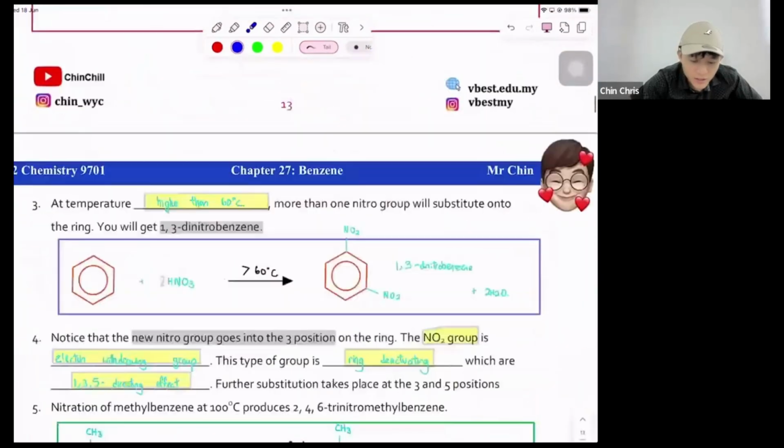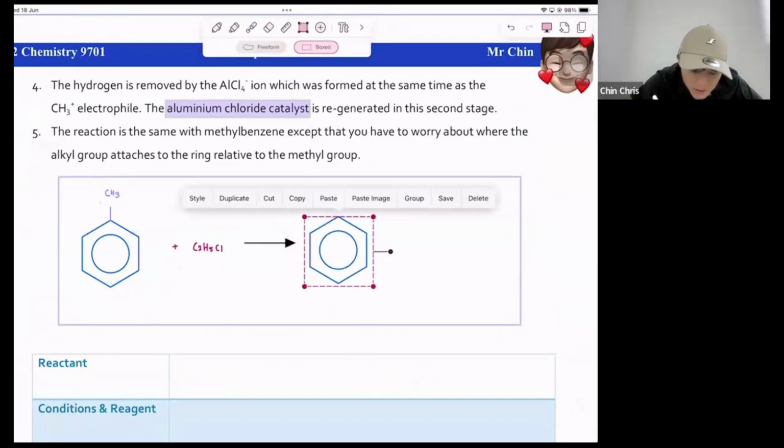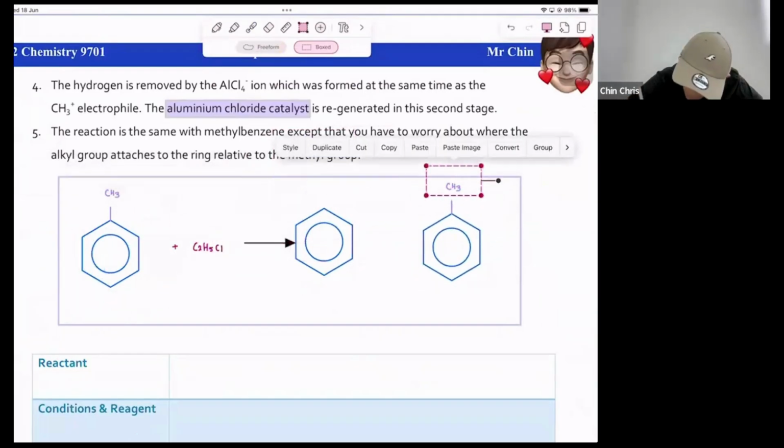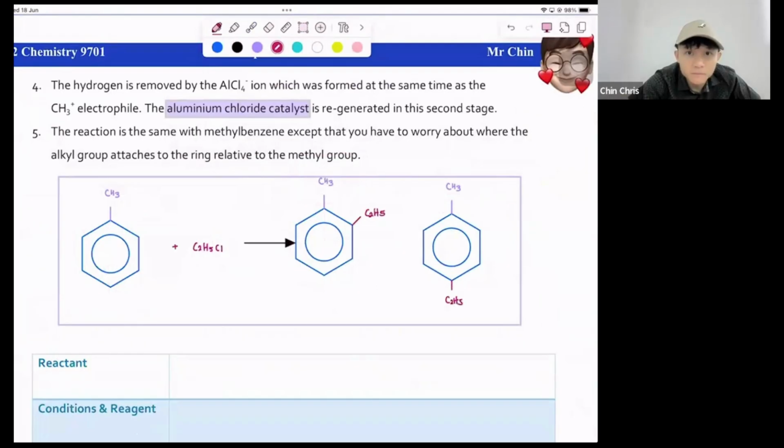So let's say you have this methyl group, this position is going to open up, this position opens up, this position opens up. So the substitution can occur in either the second position or the 4th position. I can either draw my C2H5 here or draw my C2H5 here. Is that right? Clear?